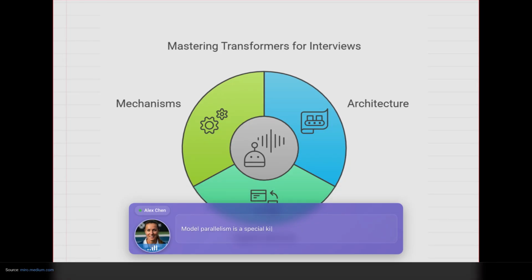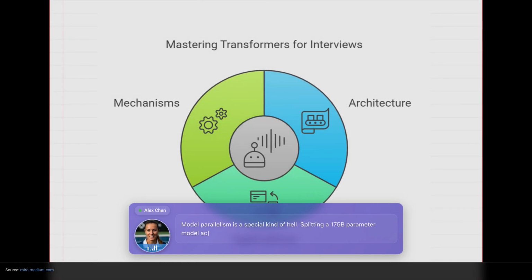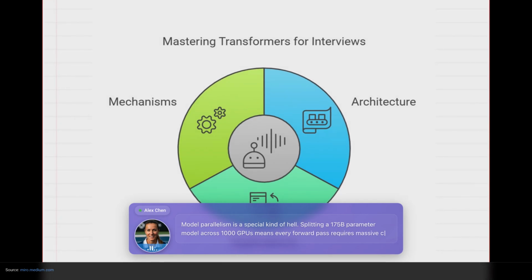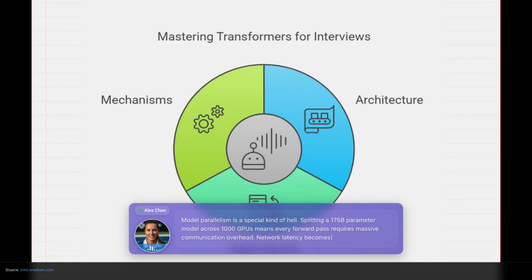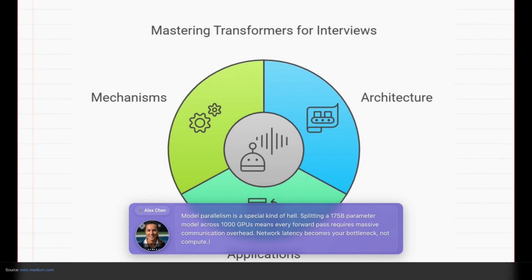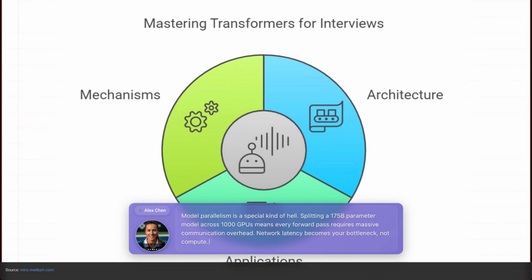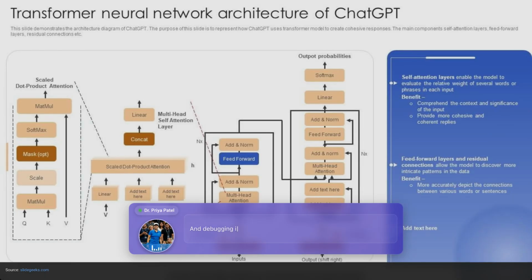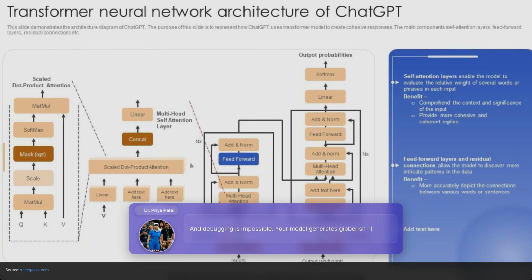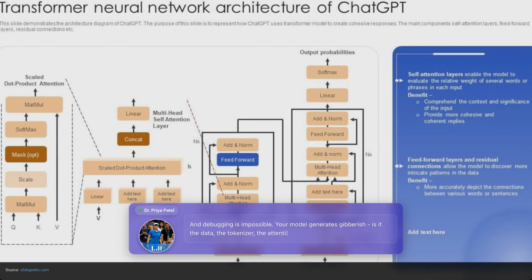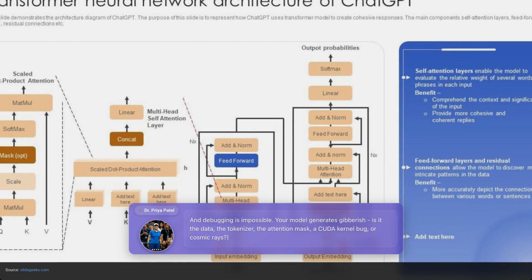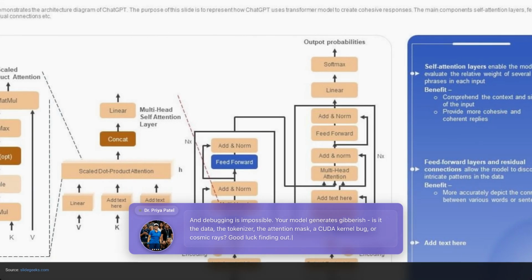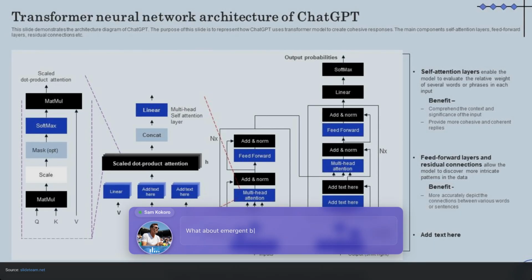Model parallelism is a special kind of hell. Splitting a 175B parameter model across 1,000 GPUs means every forward pass requires massive communication overhead. Network latency becomes your bottleneck, not compute. And debugging is impossible. Your model generates gibberish. Is it the data, the tokenizer, the attention mask, a CUDA kernel bug, or cosmic rays? Good luck finding out.